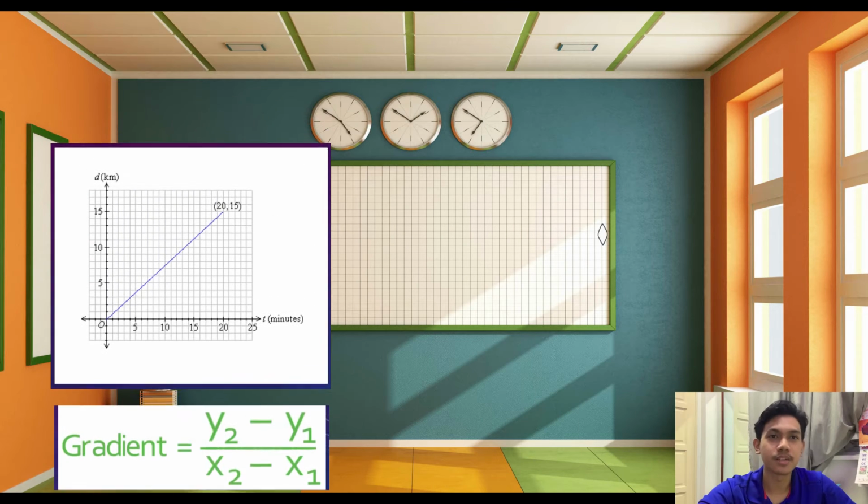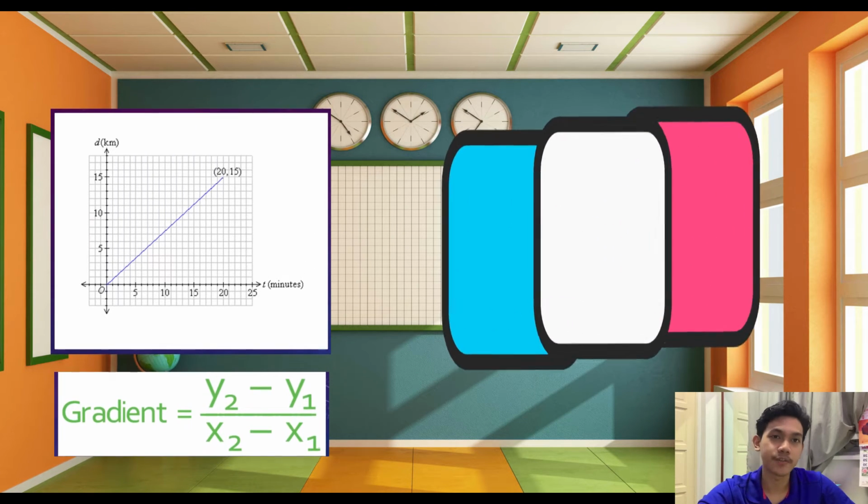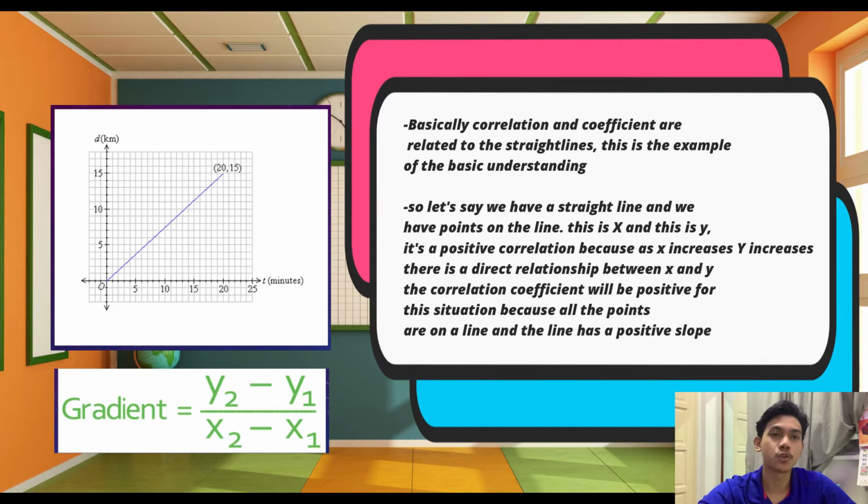So let's go deeper into understanding the correlation coefficient. Here I put a graph for you guys to get a basic understanding of correlation coefficient. Basically, correlation coefficient is related to straight lines. This is the example of the basic understanding. As you can see here, we have one graph and one straight line. The basic straight line concept is gradient equals y2 minus y1 divided by x2 minus x1.